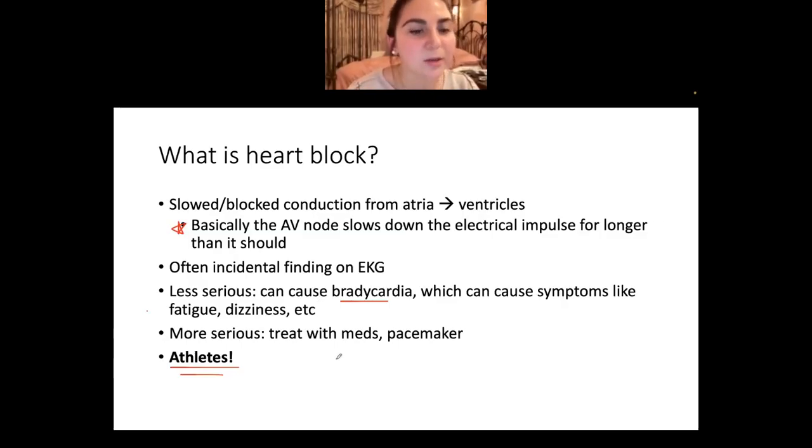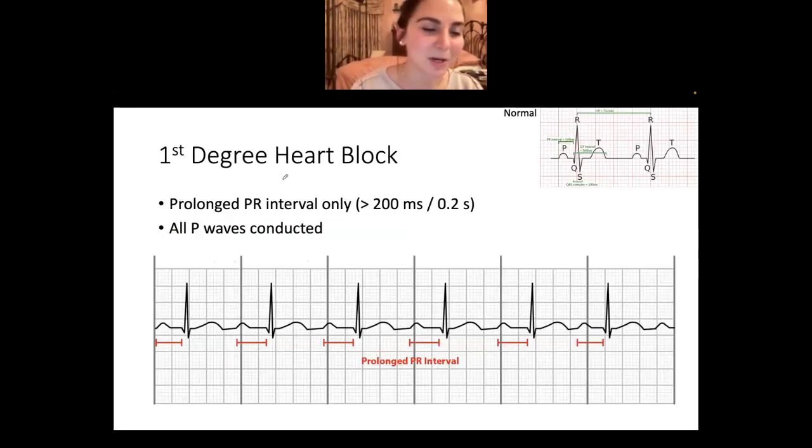If it's more serious, so this would be more of the second and third degree heart blocks, that's when you would actually put them on maybe an antiarrhythmic or even put a pacemaker in to take over from that AV node. So just something to keep in mind, especially with the heart, the first degree ones, look for athletes.